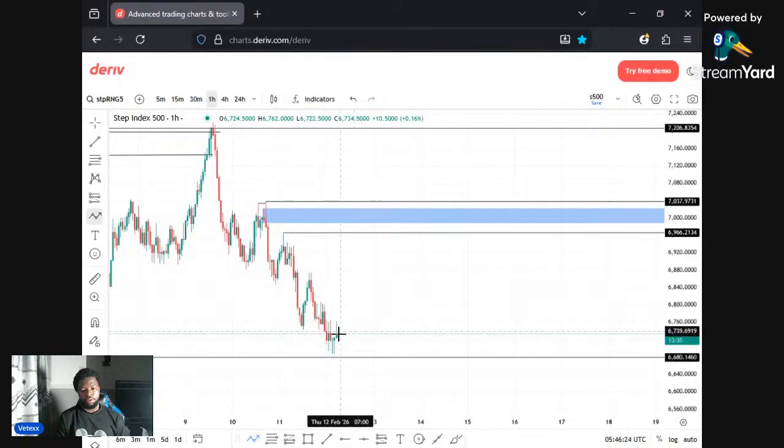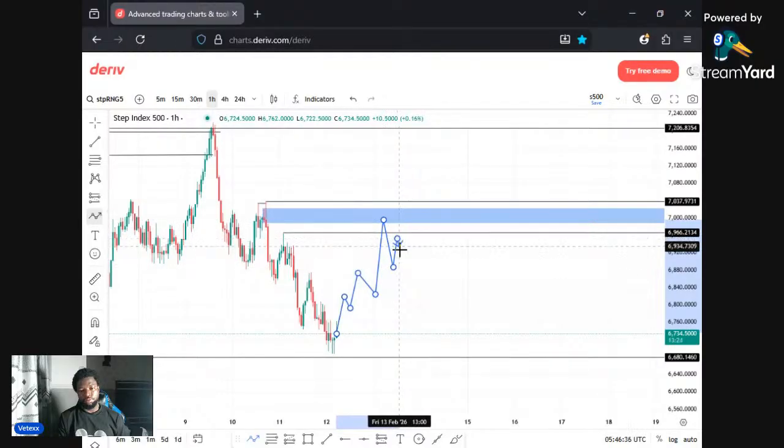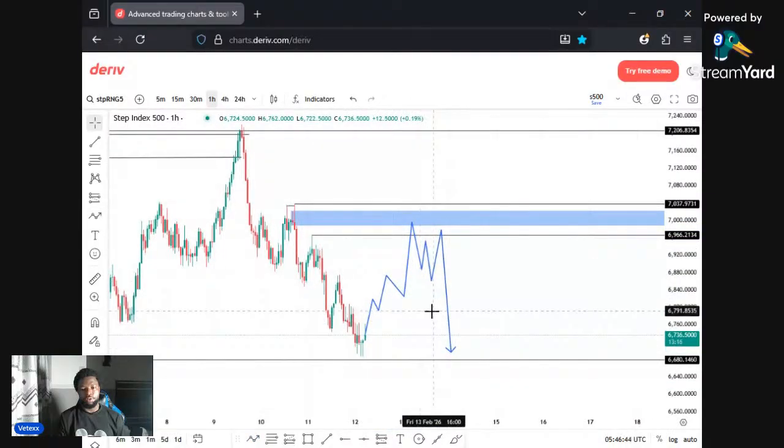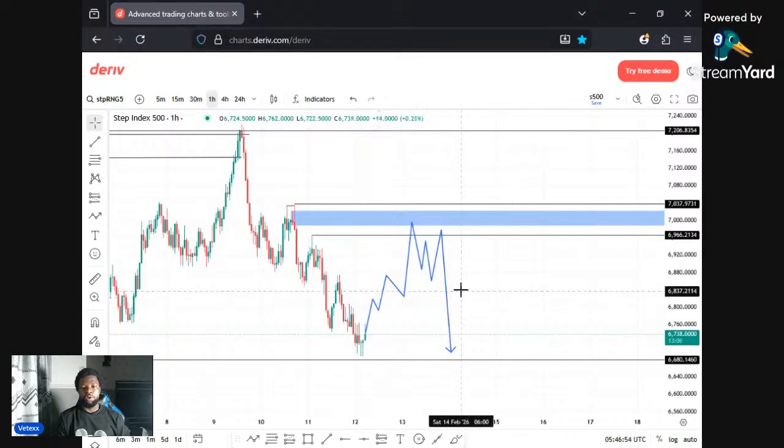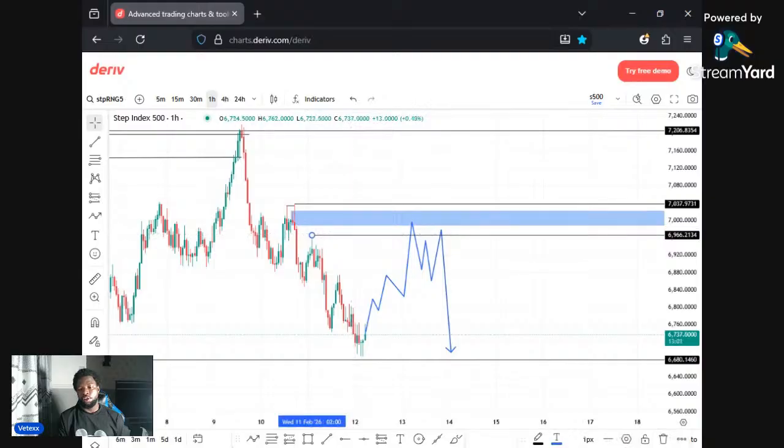So price is coming from here. We're anticipating price to tap into this zone here, give us this, and then we'll sell. This is what we're anticipating on this zone too. Once price gives us that, we can go all in. So this is how it's going to look basically.